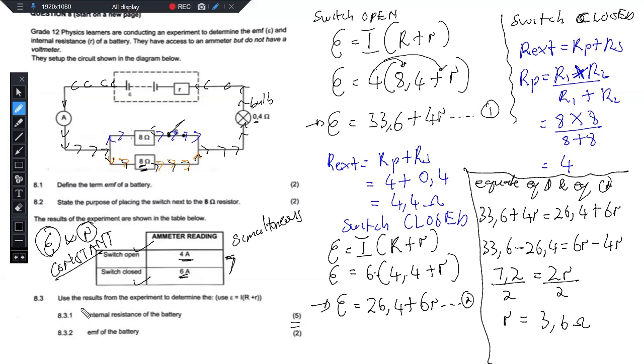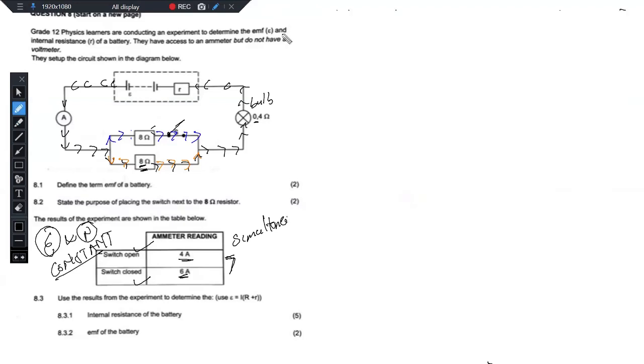Then for 8.3.2, it's now pretty straightforward. It's just a matter of choosing any of these two equations in order to calculate your EMF. Now that we have equation number 1 and equation number 2, we can just take the value of r and substitute in here. So let's do it. In order to show you that it will be the same answer, I will substitute in both of these equations.